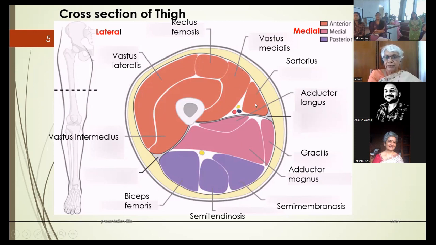And the sartorius. So they all form the anterior compartment of the thigh. And then you have the medial compartment, which comprises the adductor magnus and the gracilis, right? And of course, the adductor longus. And then you have the posterior compartment, which comprises the biceps femoris, the semitendinosus, and the semimembranosus. So this is a cross section of the thigh.